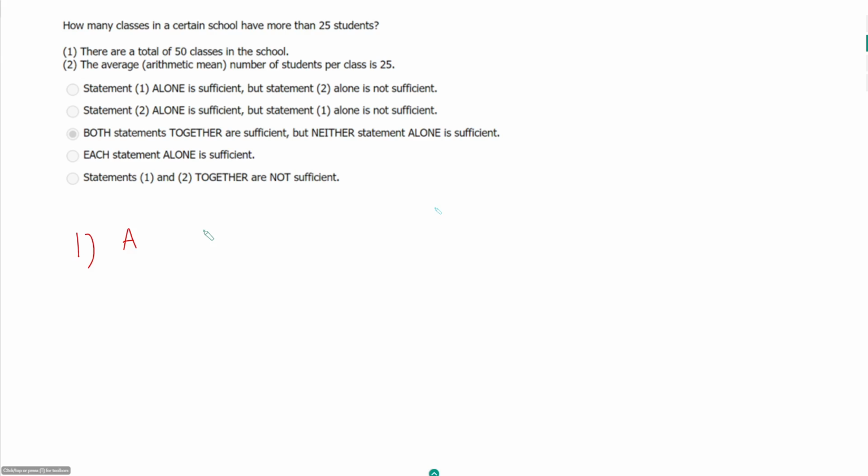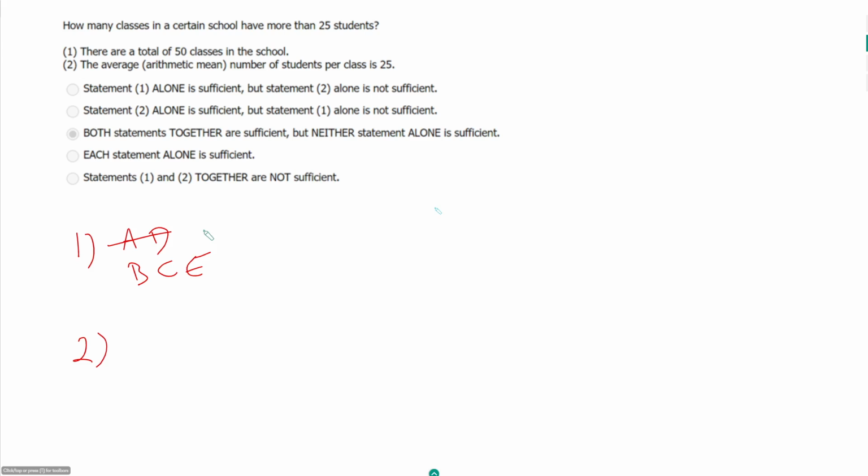So this should be insufficient because knowing how many classes I have tells me nothing about the distribution of my students. And so this will be insufficient because all 50 of my classes could have 1 million students each, or they could have 1 student each. And those will give you different numbers for how many have more than 25 students.